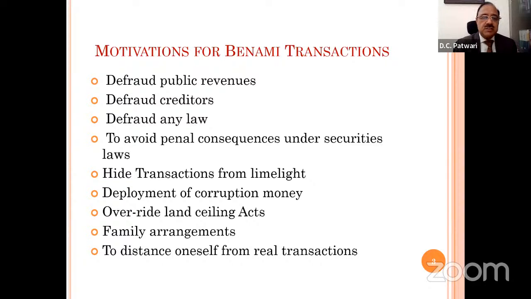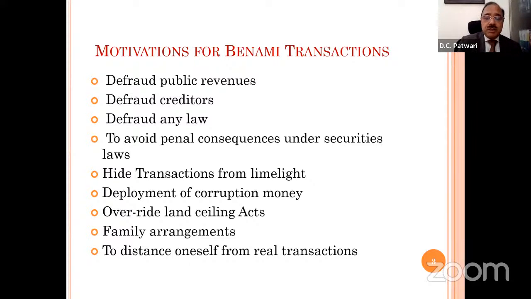Then the other aspect is to defraud creditors. As far as third parties are concerned, the Benami property holder is the real owner, and the person who gave the consideration, maybe the real owner, is basically camouflaging it in the name of the Benamidar. And therefore, the creditor, while recovering any dues from the person, cannot claim over the Benami property. So this was another motivation, to defraud the creditor. Then to defraud any law, because there are multiple laws which have some requirements to fulfill before any action can be taken. And if the person does not fulfill the requirement, the same can be done in the Benami name.